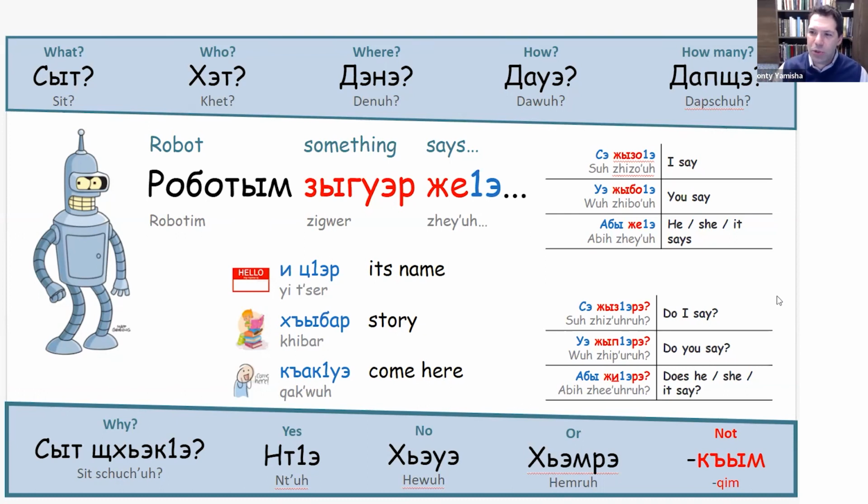You are telling a story. Berzaj wa qaqwa jboa. You are saying, come here. Sara wa zagwar jboa. You are saying something. Robot tamri zagwar jea. Sara zagwar jea. Okay, everybody clear? Okay.